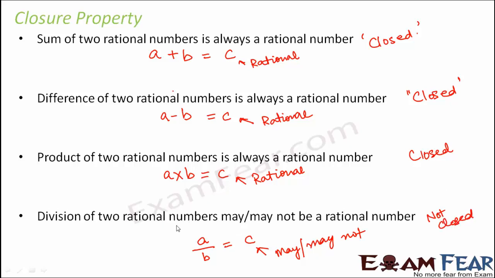The best example that tells you that dividing two rational numbers may not give a rational number is whenever you divide any rational number by 0. Because 0 is also a rational number. But when you divide a rational number by 0, what do you get? You get something not defined, because anything divided by 0 is not defined. And not defined is again not a rational number. That is why we say that rational numbers are not closed under division.